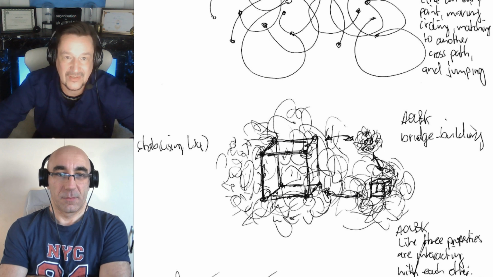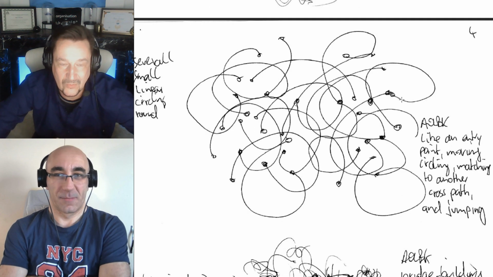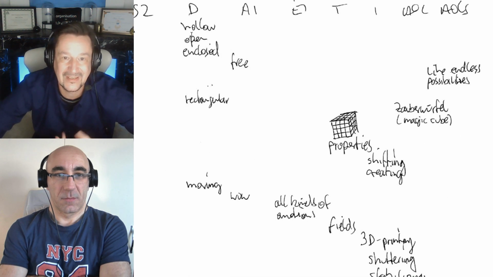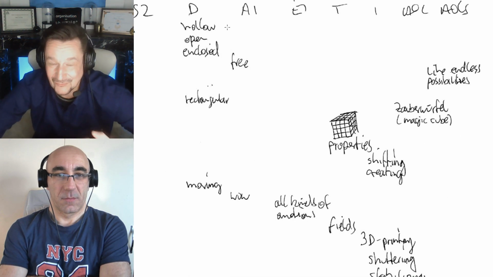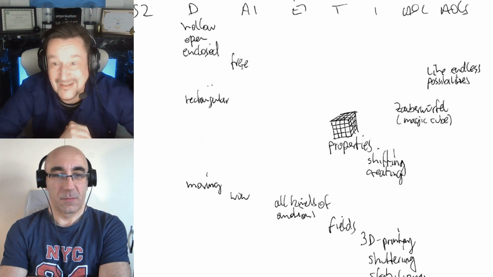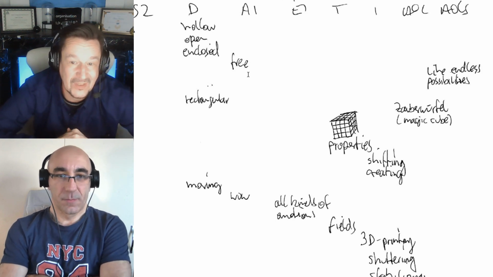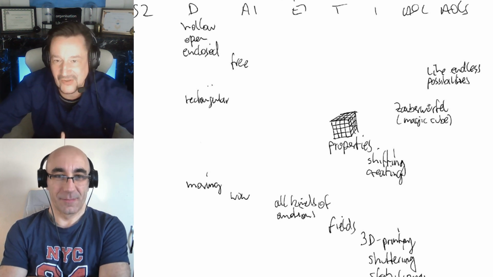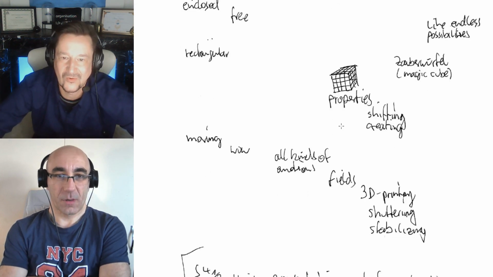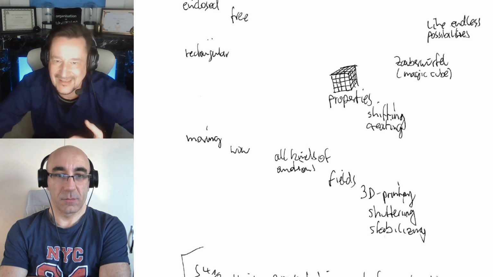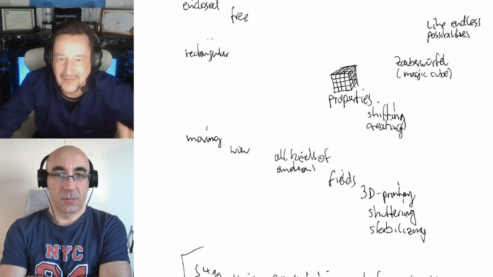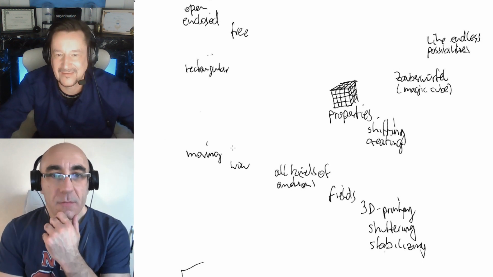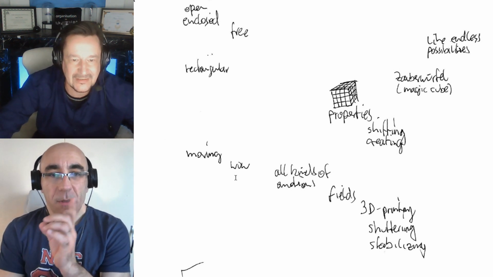We follow here in stage 4, trying to gain more information about it. It was hollow, open and closed. I had a free feeling. I felt really free in all that, like endless possibilities, rectangular. Then I had a Zauberwürfel, magic cube, and it was like this one, like that. In these magic cubes are the properties, and everything is shifting, creating, moving.